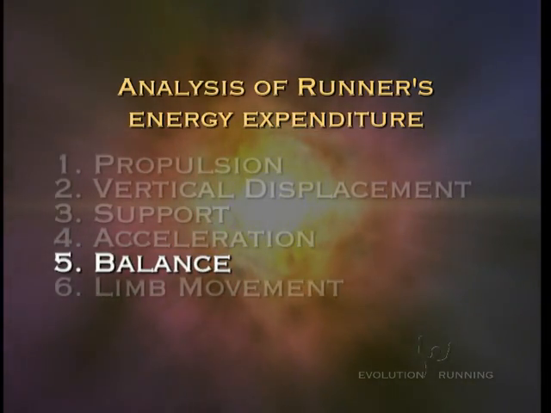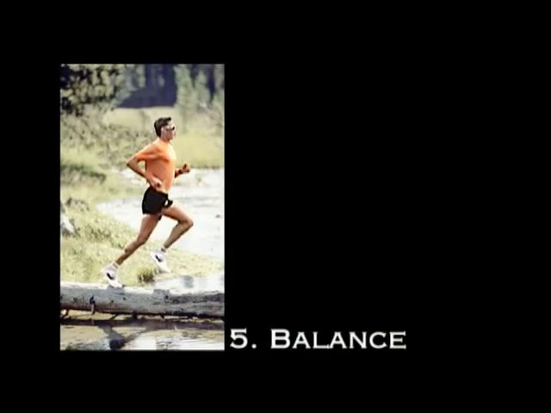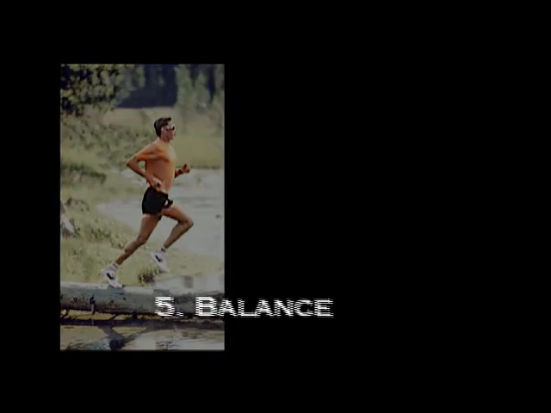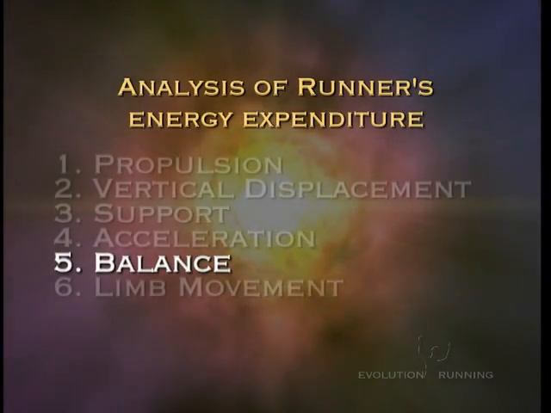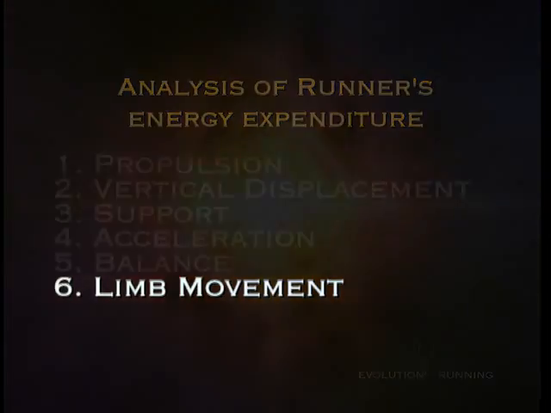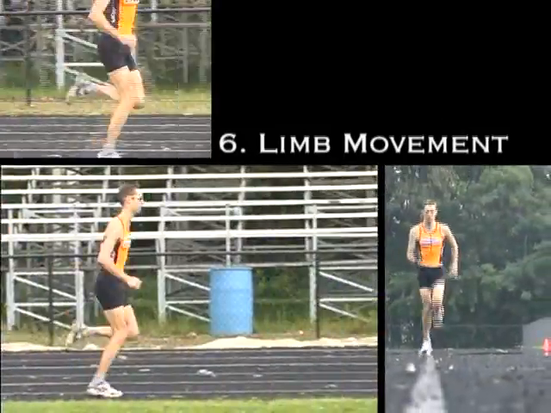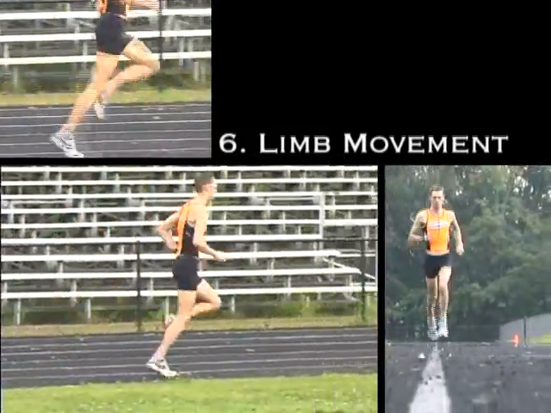The energy cost of balance is the energy required to keep a runner's mass over his support, the foot and leg. Efficient techniques keep a runner's body positioned optimally relative to his foot strike. Well-balanced runners require less energy to run fast. Runners spend a certain amount of energy just moving the arms and legs. Efficient runners accomplish this in ways that minimize energy expenditure.